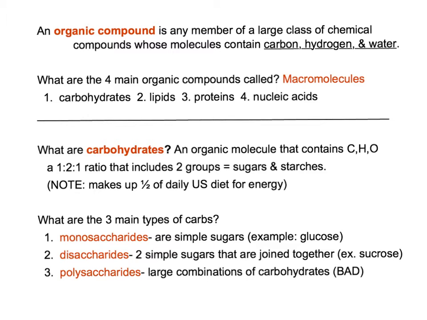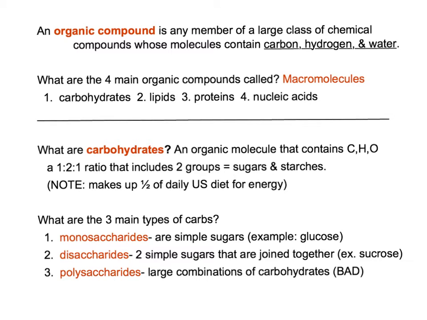Carbohydrates are organic molecules that contain carbon, hydrogen, and oxygen in a 1 to 2 to 1 ratio. That means 1 carbon to 2 hydrogens and 1 oxygen. Some people call it carbon water. It includes both sugar and starches. These usually make up half of the U.S. diet, and they're used for energy.